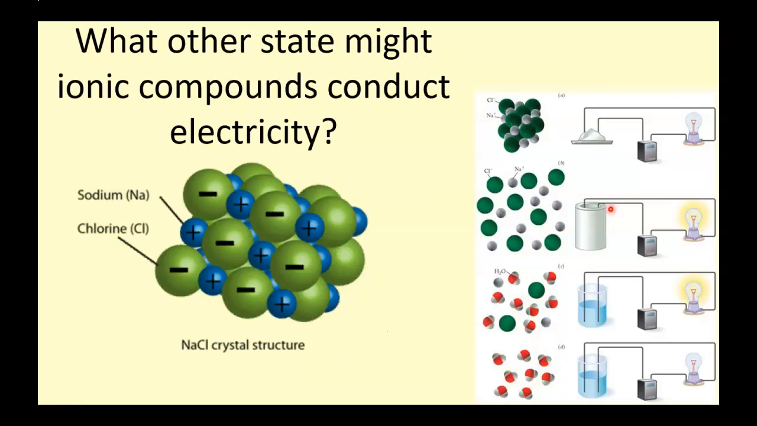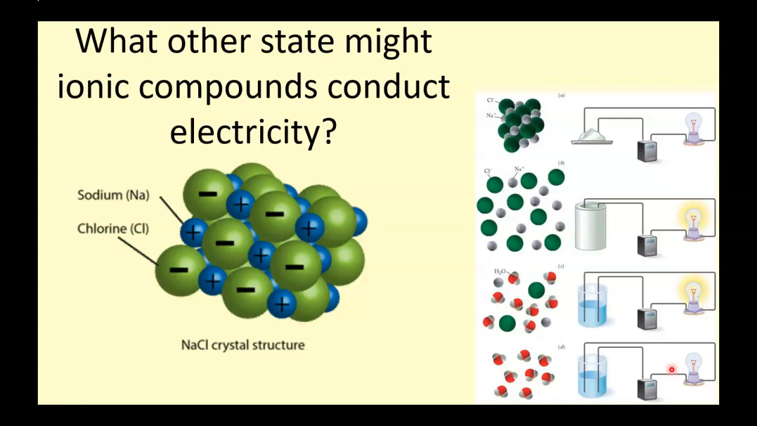We look at a little diagram on the right. As a solid, it doesn't conduct electricity. But in this picture here, it does. This is where it's been heated up, so it's molten, so as in liquid form, and the ions can move. Here is another picture showing the ions being able to move in water, and here is a solution of water which cannot conduct electricity because it has no charged particles present.